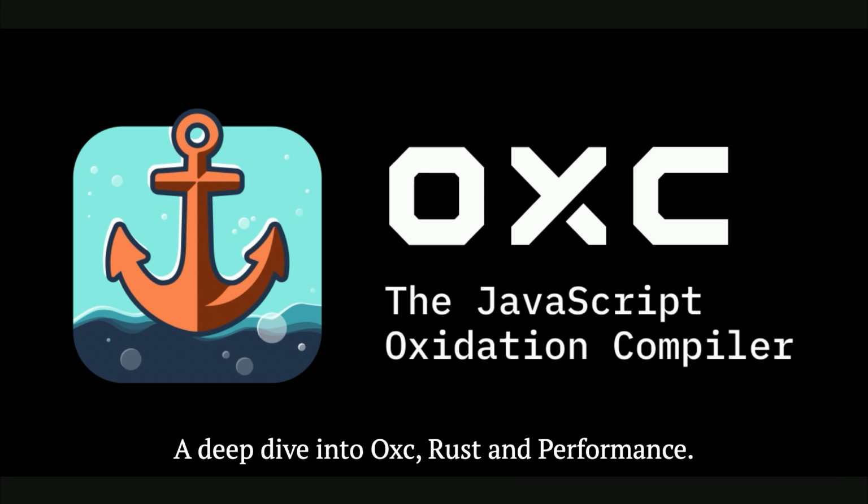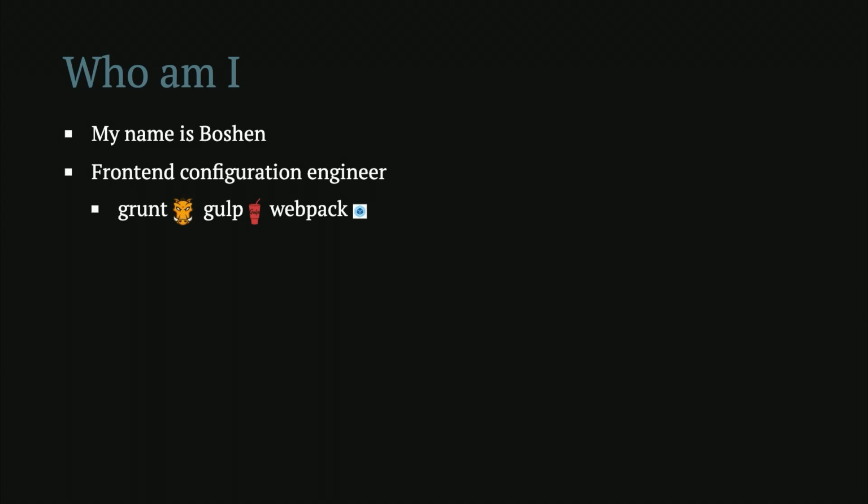So today I'm going to talk about the JavaScript Oxidation compiler and a deep dive into Oxc, Rust, and performance. To start things off, my name is Boshen, and for the last decade, my job has been a front-end configuration engineer. I configured lots of JavaScript tools such as Grunt, Gulp, and Webpack. Grunt is a really old project.